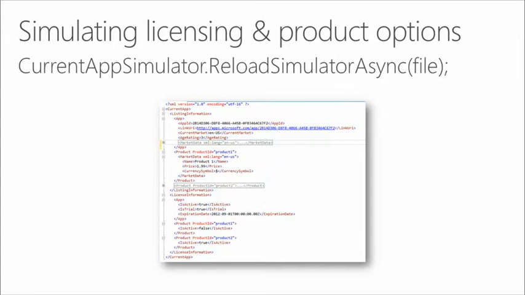And then during the development process, it's really easy for me to simulate different licensing scenarios and purchasing options, so I can go through and test all of these and make sure I'm getting exactly the right experience for the scenario I wanted to have about monetization. And I can do that just by providing the app different licensing files. Like you can see here, I can call the current app simulator reload simulator async and pass it one of those files and define different purchases, whether they have purchased the feature or haven't purchased the feature, and then test the end-to-end scenario within my app.